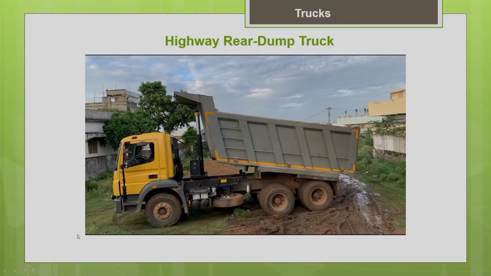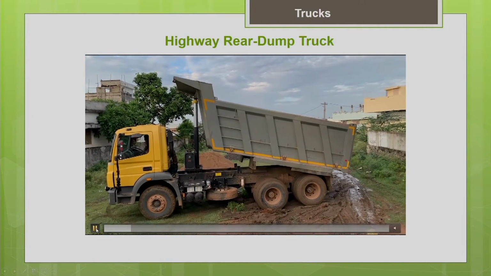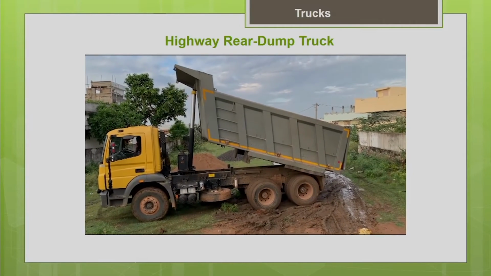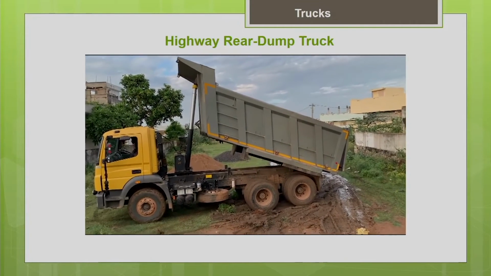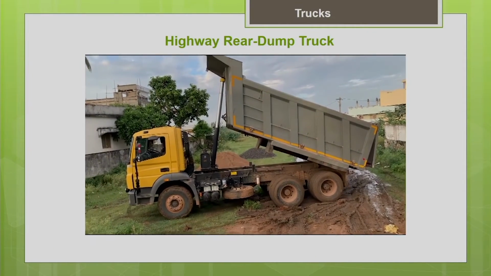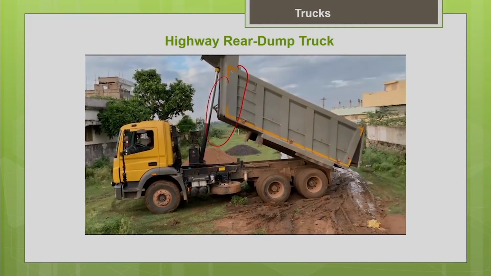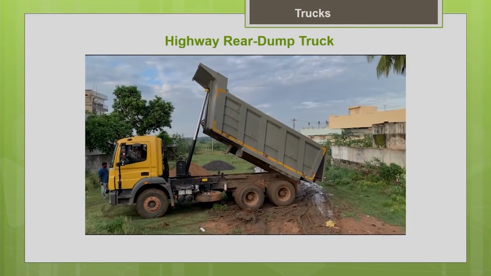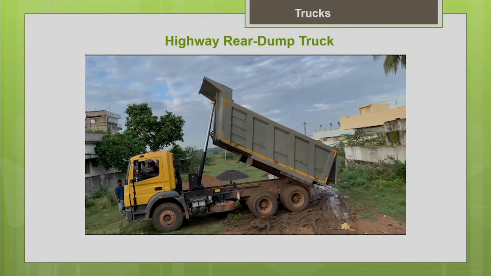This video shows you how the rear dump truck unloads the material. You can see that with the help of this hydraulic jack system, the dump body is lifted. So this is lifting it. You can see that. It's lifting the dump body, and the material can be unloaded through the tailgate.